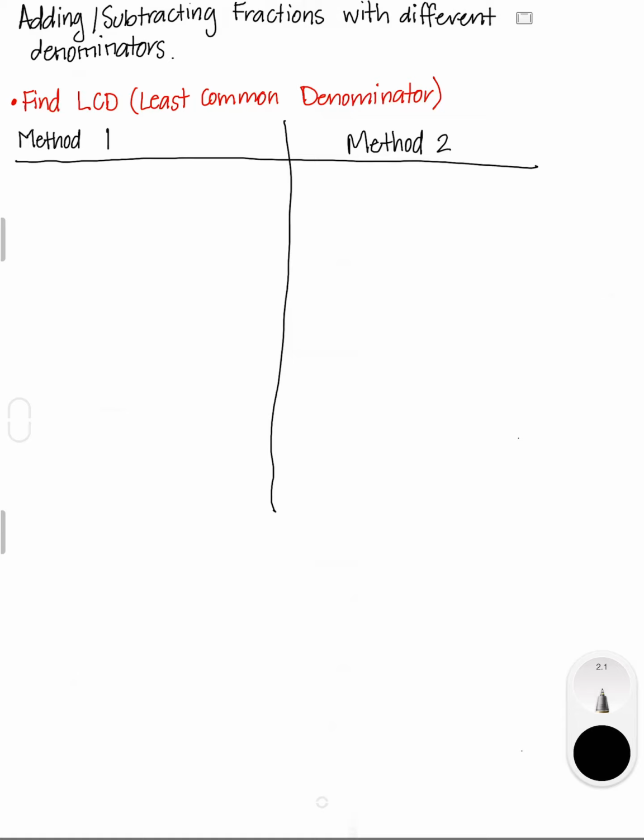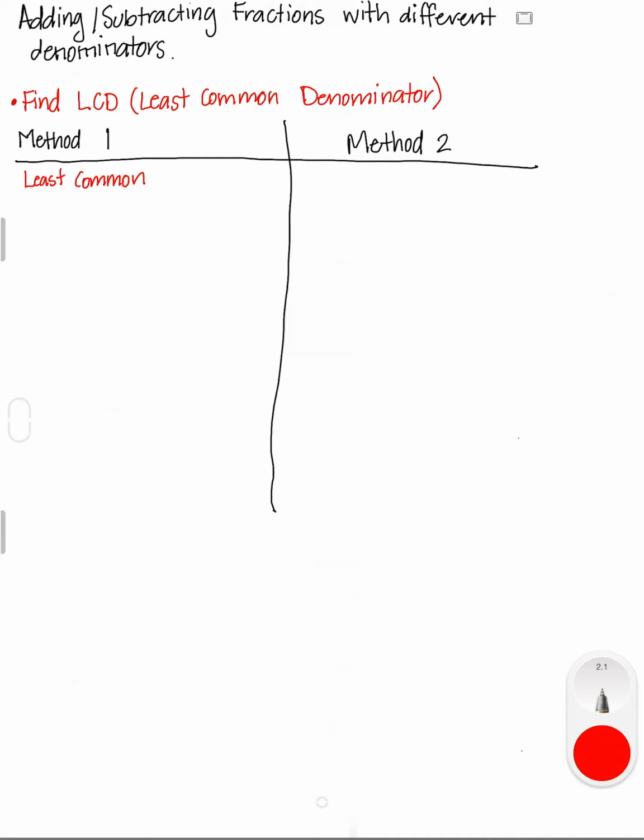So the first thing that we need to do is to find the least common denominator. What is the least common denominator? Well, we want to find that common number that we can have in the denominator, but pretty much the smallest one. And by finding the smallest one, we save ourselves time from having to reduce the fractions over and over again. So there are two different methods to find the LCD. We can also call it the least common multiple of the two values.